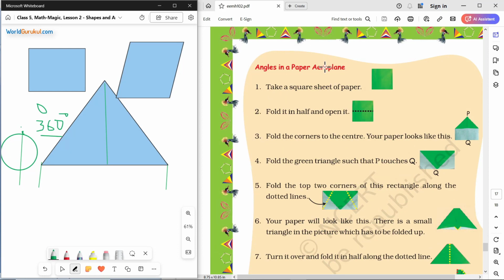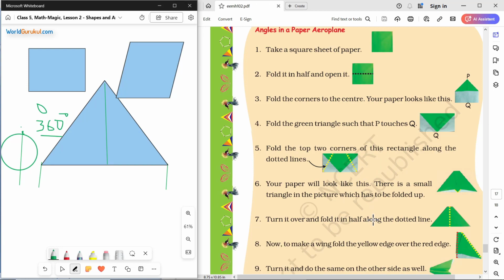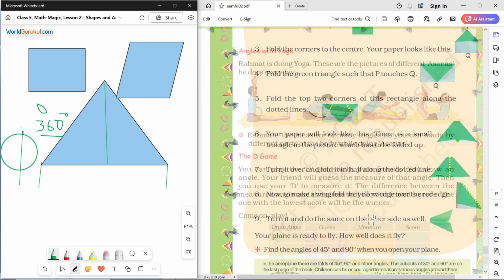So this is an aeroplane. This is all mathematics again. You're playing it, you're making it already. So make an aeroplane and check for the angles. Which angle is the best for better flight?